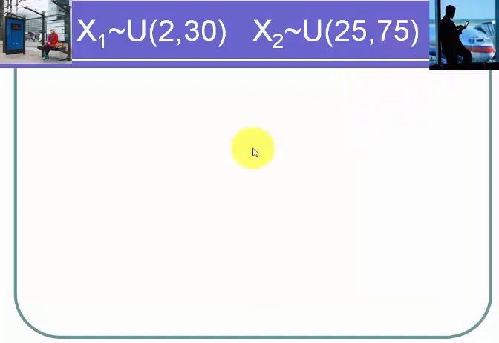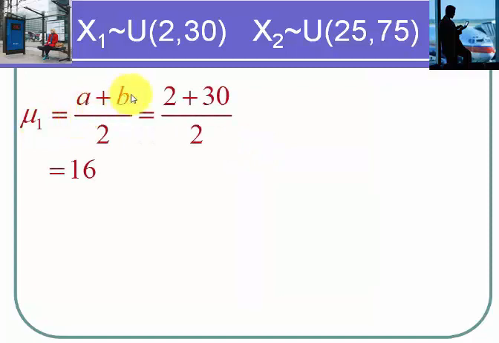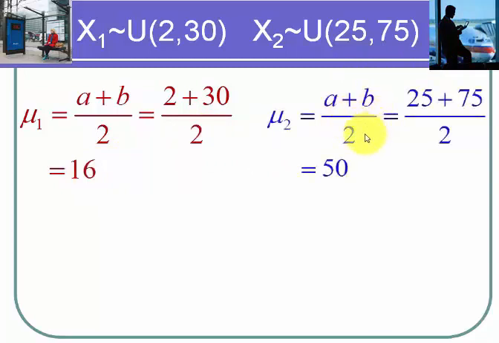So let's start out with the means. The mean is (a plus b) over 2, and for the bus stop, that's 2 plus 30 divided by 2, and that's 32 halves, or 16. For the airplane, that's (a plus b) over 2 again. That's 25 plus 75 divided by 2, or 100 divided by 2, which is 50.